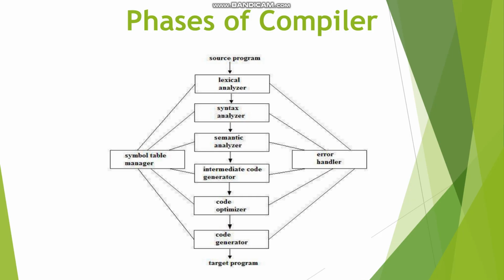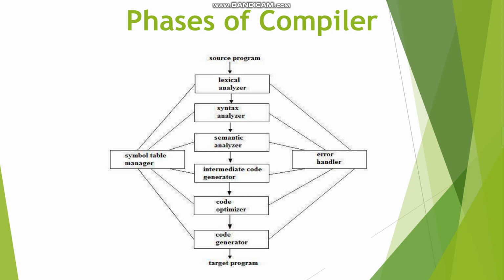So what are the phases? The first phase is lexical analyzer, second phase is the syntax analyzer, third one is the semantic analyzer, next one is the intermediate code generator, next code optimizer, and last one is the code generator. Okay, so we are going to discuss one by one.